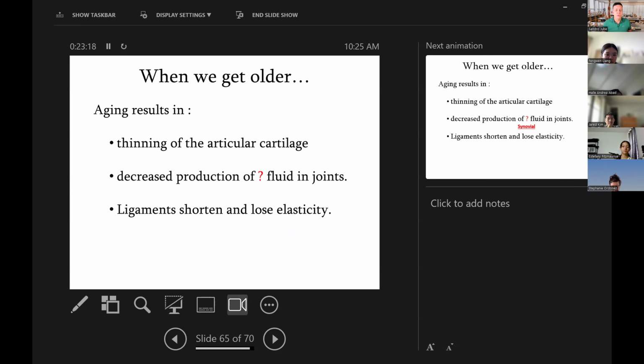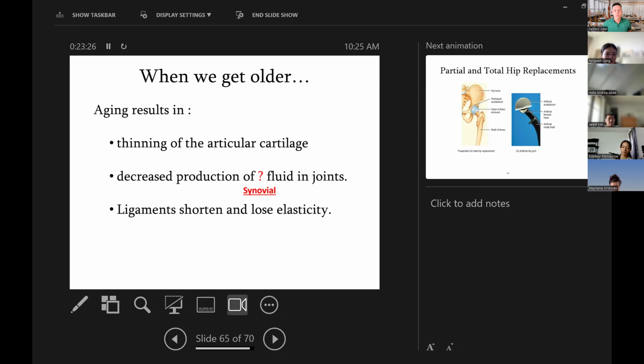Because our chondrocytes start to die out. Chondrocytes are the cells that make cartilage. Also, we're going to have a decreased production of synovial fluid in our joints. You know, if you see older folk, I'm already there. When you get up from bed or from sitting down for a while, everything is cracking, right? Everything hurts. That is because we don't have enough fluid inside the synovial joint. And that fluid is very important to allow for lubrication of the joint.